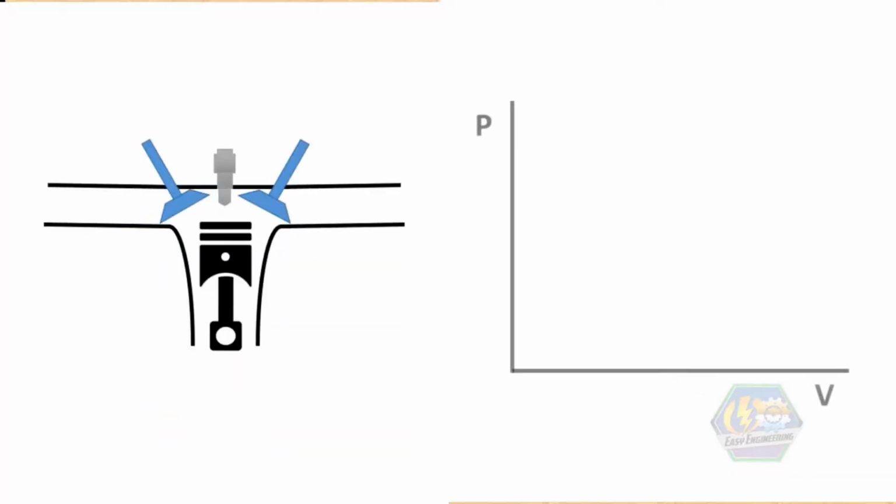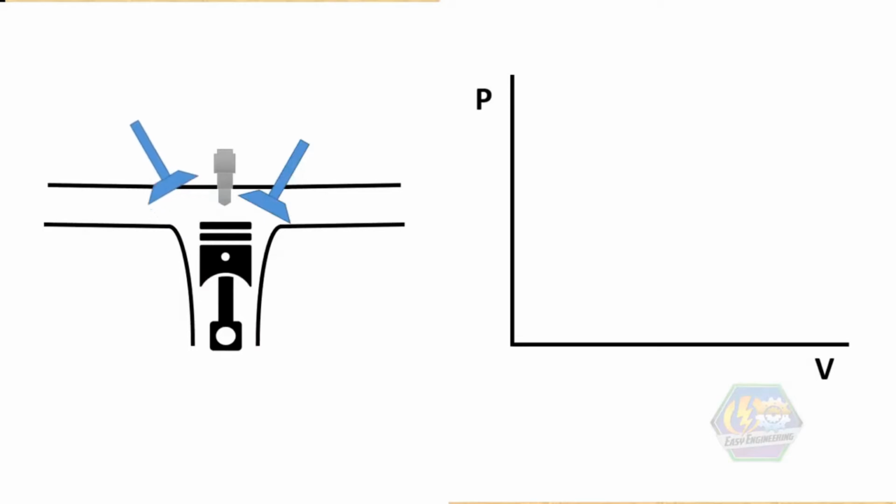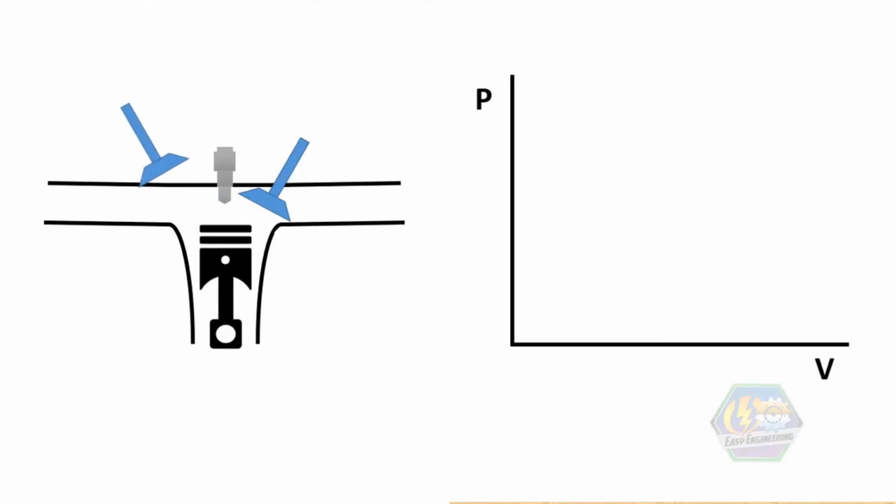And here, our intake valve is open, and this is what we call the intake stroke. The piston travels downward from top dead center to bottom dead center to draw the air and gasoline mixture into the cylinder. So as you can see, the volume increases.